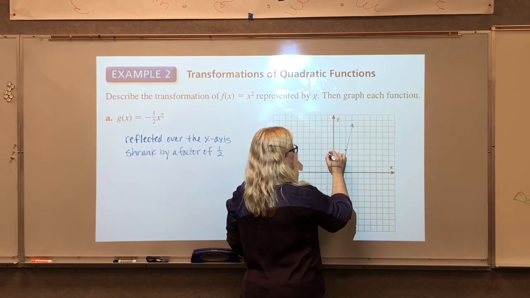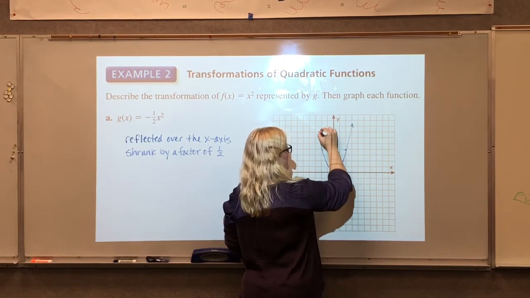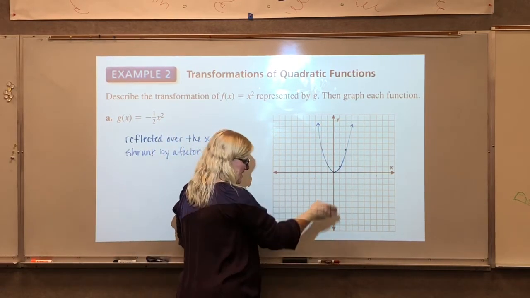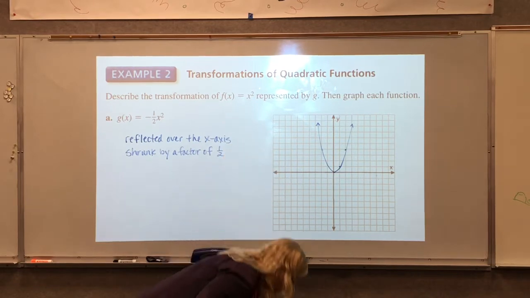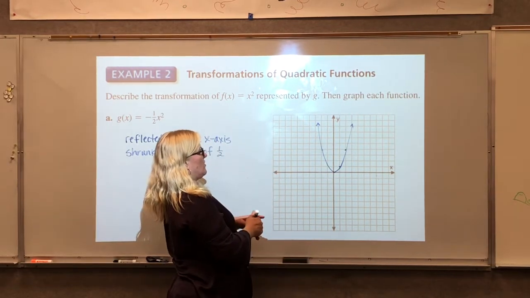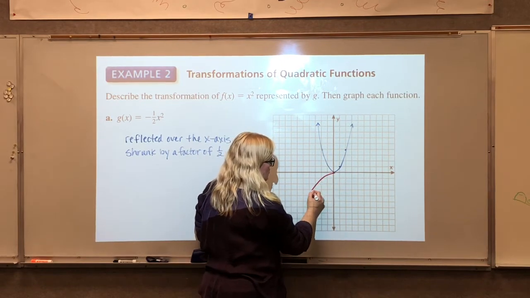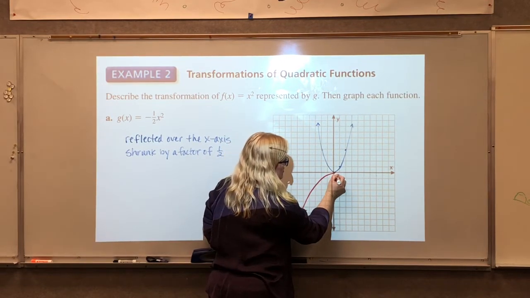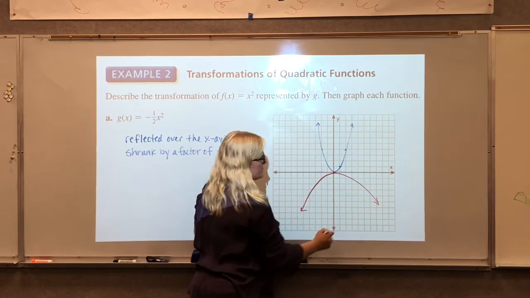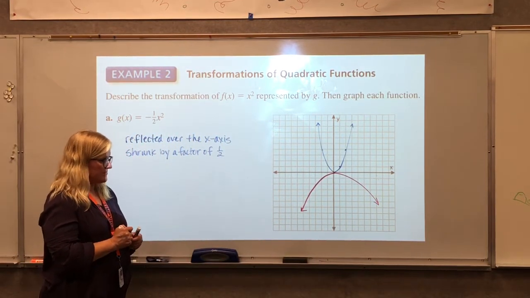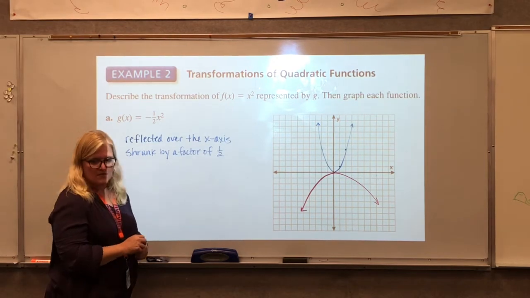So the original function, we graph that. This one is going to be reflected over the x-axis. I should put this in Desmos. That's really what I should do. Okay? And I flip it upside down. So it's going to stretch out a little bit. Okay? So it's going to look like that. All right.